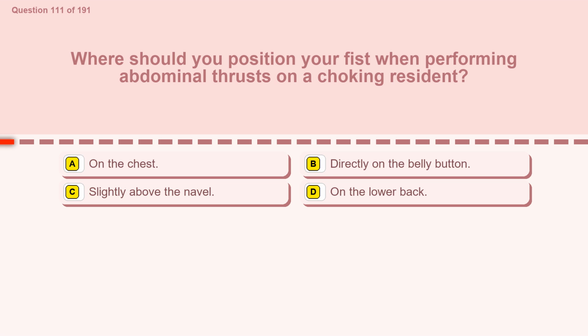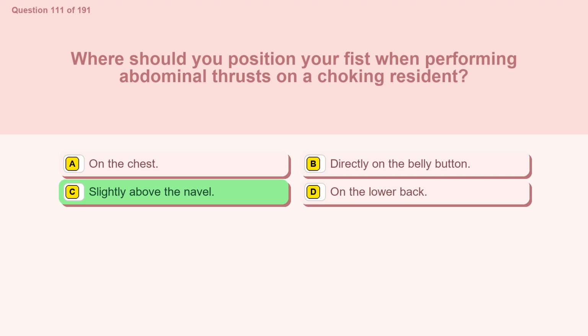Question 111. Where should you position your fist when performing abdominal thrusts on a choking resident? Option A, on the chest. Option B, directly on the belly button. Option C, slightly above the navel. Option D, on the lower back.